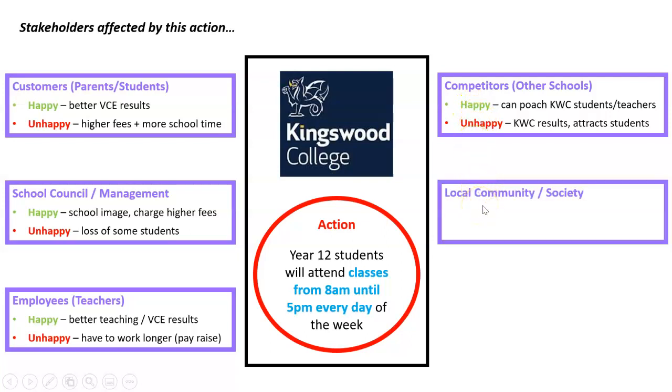We could have the local community or society. They're going to be happy. Property values in the area are going to go up because the school's got a good image. But they're going to be unhappy. 8 till 5, well, hang on, all the other kids from Year 7 to 11 are going home at 3. So now the peak hour is going to go for 3 hours. That's going to be a traffic nightmare, so the local community is going to be unhappy. So hopefully you can see the idea that a stakeholder affects a business affects a stakeholder, and there's many stakeholders and they can be affected positively and negatively.